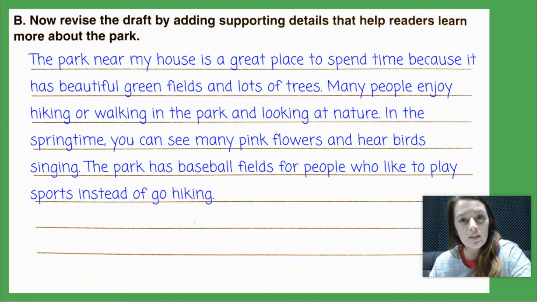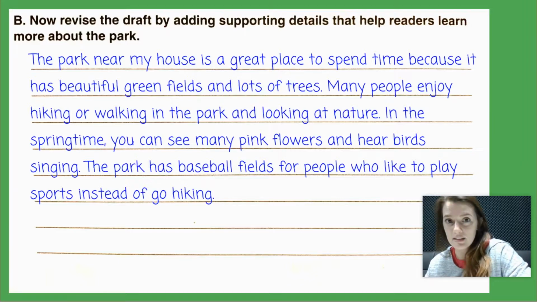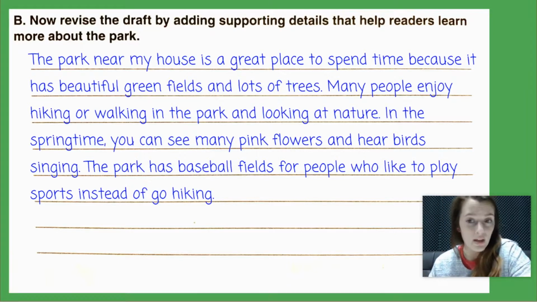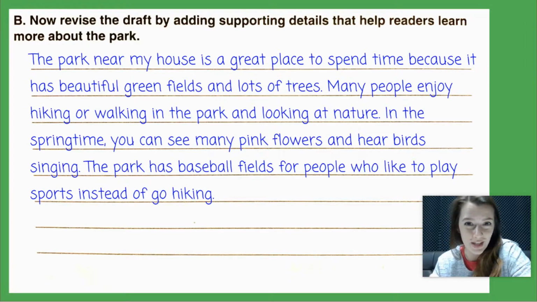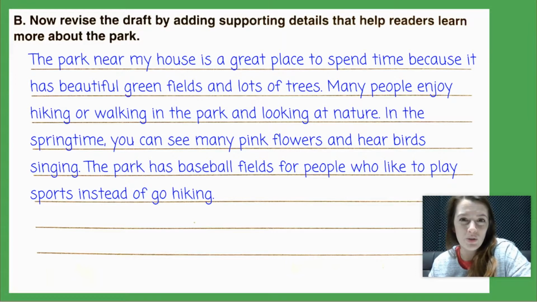So you can see that every sentence I added just a little bit more. So when I said the park near my house is a great place to spend time, I added because, and then I gave some reasons why. When I said that many people enjoy hiking or walking, the next sentence, I talk about what you can see when you go hiking and walking in the park. Okay, now I would like to see your work from today. I'm going to create a Dojo portfolio assignment. Please take a picture of what you wrote today and share it on Dojo Portfolio.